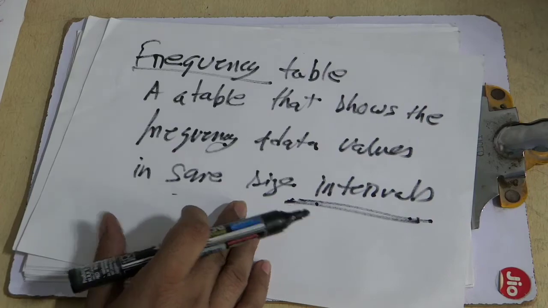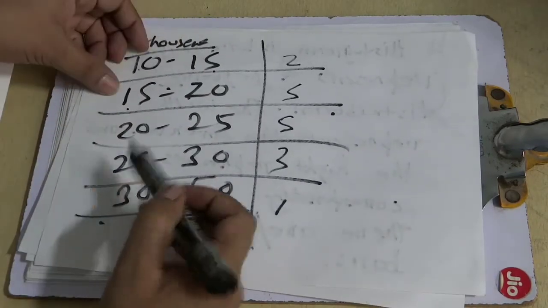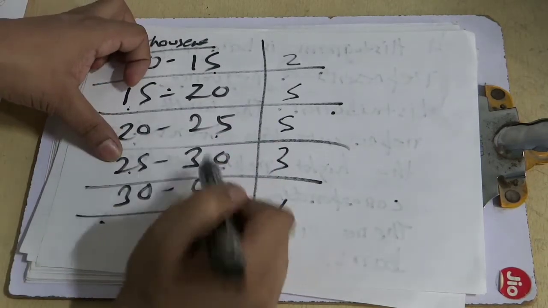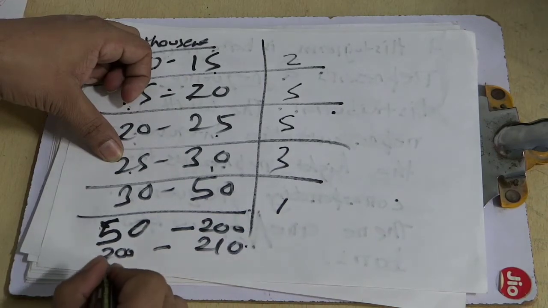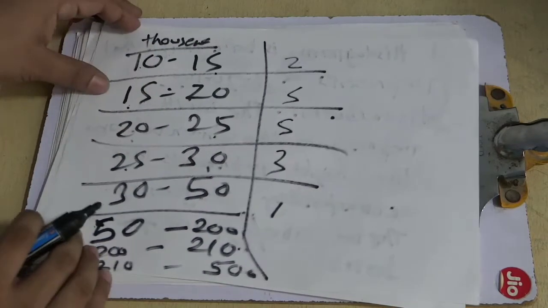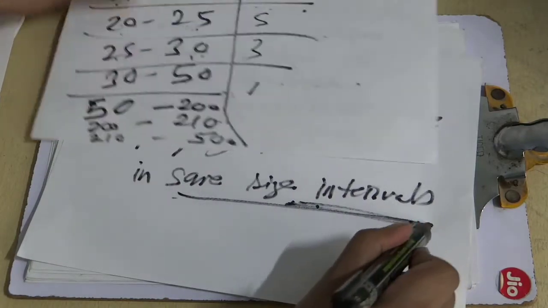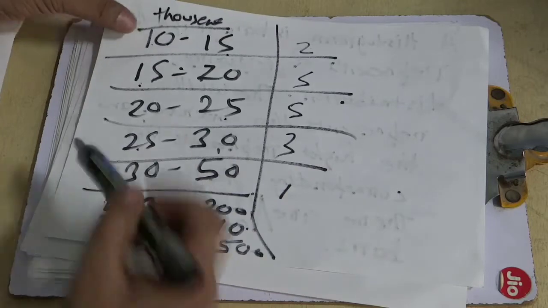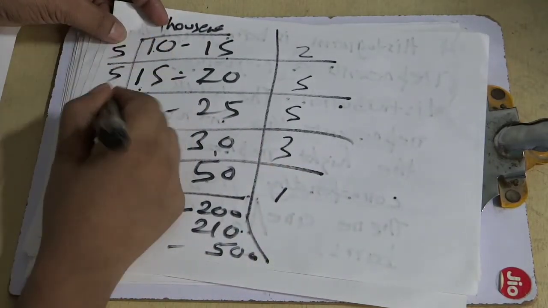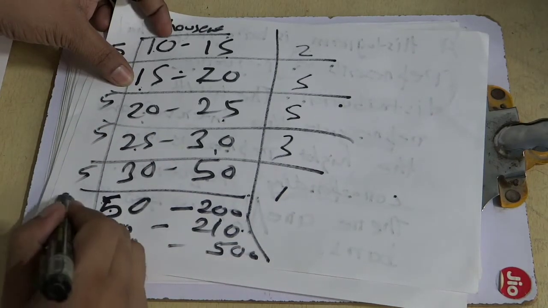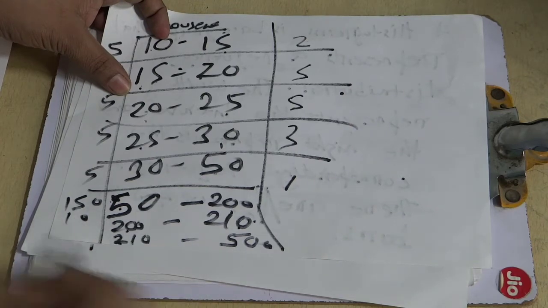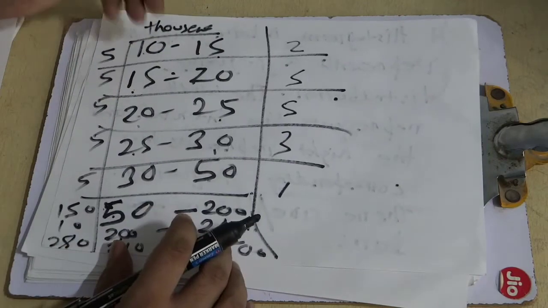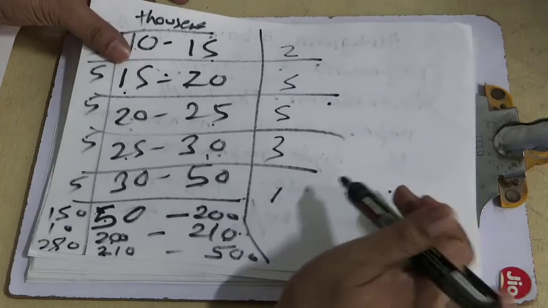Just for example, see 15 to 20, 20 to 25, 25 to 30, and here we are writing 50 to 200, 200 to 210, and it may be 210 to 500. Here the size of interval is not the same. Why? Because here the size of interval is 5, 5, 5, 5, again 5. But 50 to 200 is 150, and 200 to 210 is again 10, and 210 to 500 will be around 280. So here the interval is not the same, so we cannot draw the data here. But even then we can draw the data, we'll see this later on. Okay, so this is called the frequency.